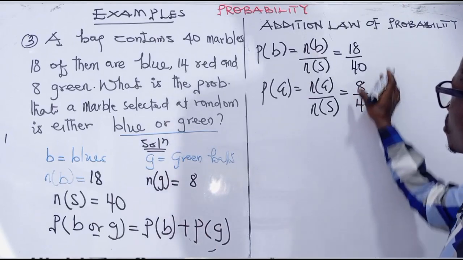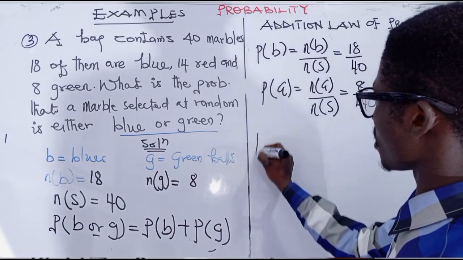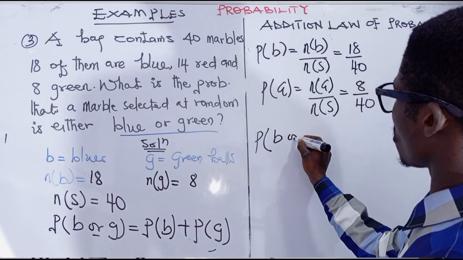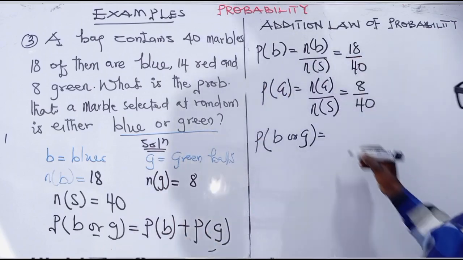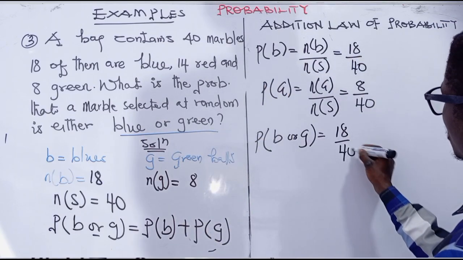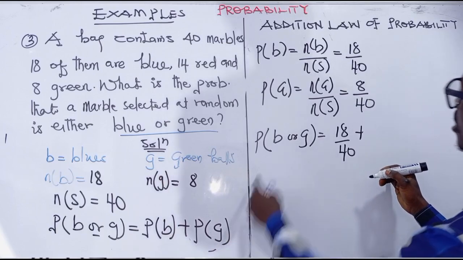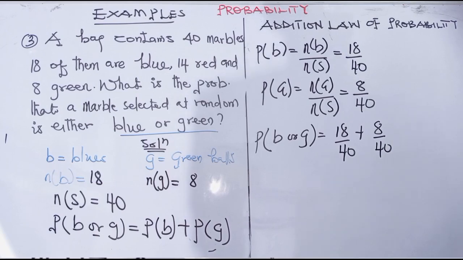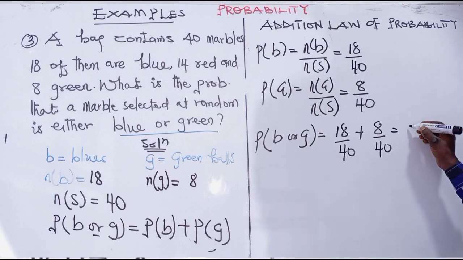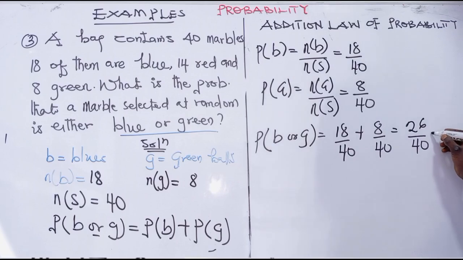So once we have this, we are just going to substitute this in place of that. So we have the probability of picking a blue or green marble is equal to P of B, which we had as 18 all over 40, plus P of G, which we had as 8 all over 40. Now all we have to do is to just simplify. 18 plus 8 will give us 26 all over 40. So this is going to give you 13 all over 20, as easy as that.